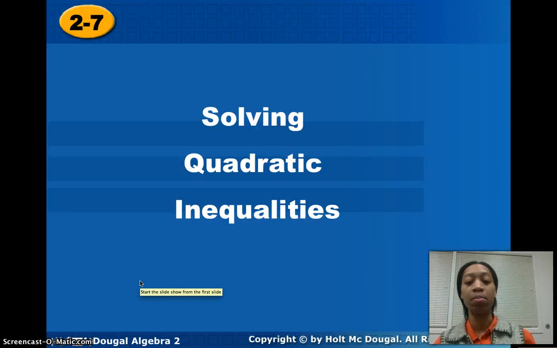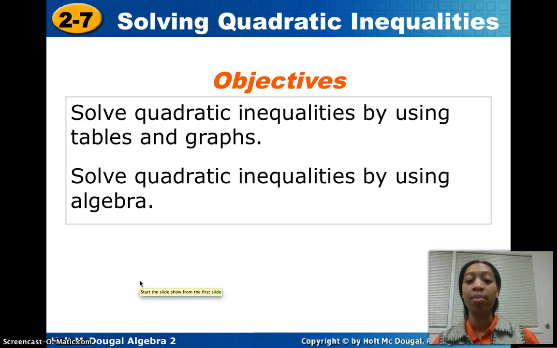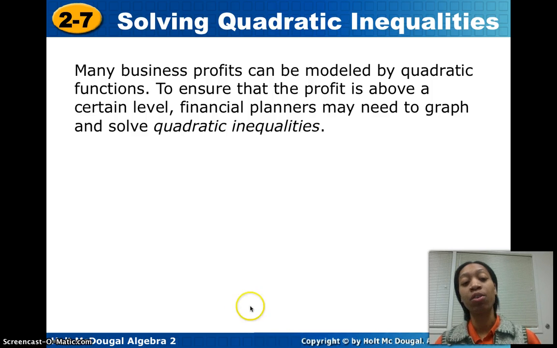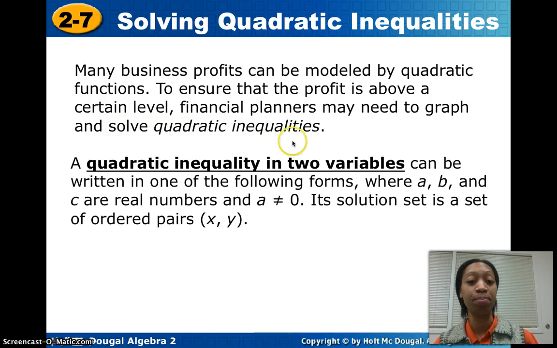Alright, this video is about quadratic inequalities, and we're going to be solving quadratic inequalities by graphing, and we're also going to be solving them using algebra. Many business profits can be modeled by quadratic functions. To ensure that a profit is above a certain level, financial planners need to graph it and solve quadratic inequalities.